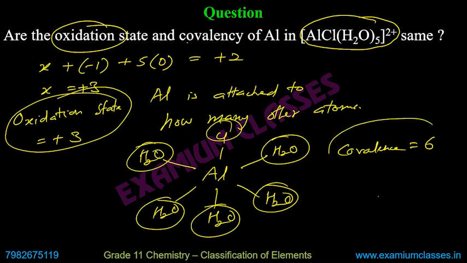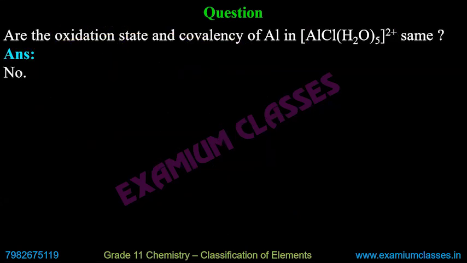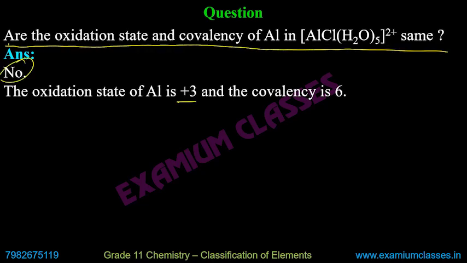Covalence is with how many other elements it is connected to, and oxidation state is actually how many electrons are getting transferred during the reaction. That's how you calculate the oxidation state here. So the oxidation state and covalence are not same. So first question was, are the oxidation state and covalence of this one same? Answer is no. The oxidation state is +3, covalence is 6.